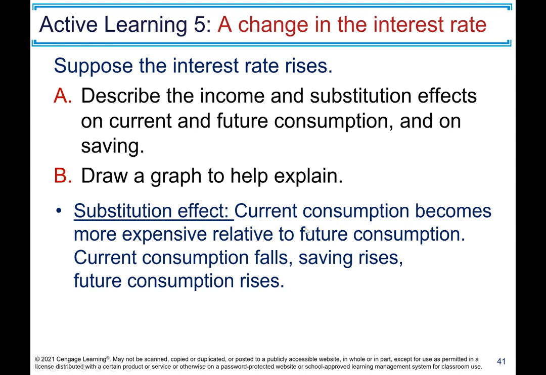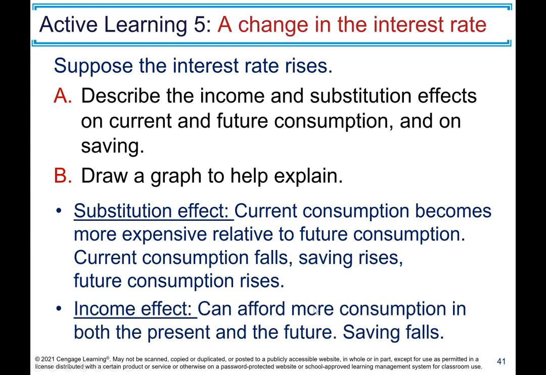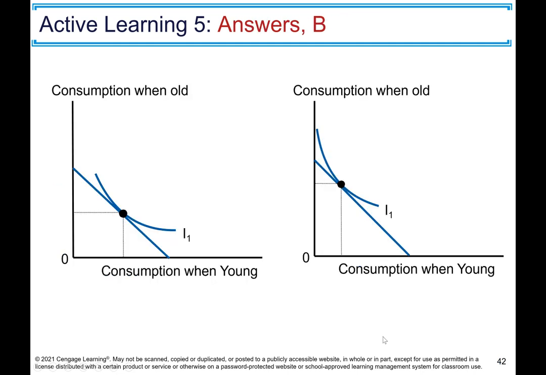Substitution effect: current consumption becomes more expensive relative to future consumption. Current consumption falls, saving rises, and future consumption rises. Income effect: you can afford more consumption in both the present and the future, so saving falls.